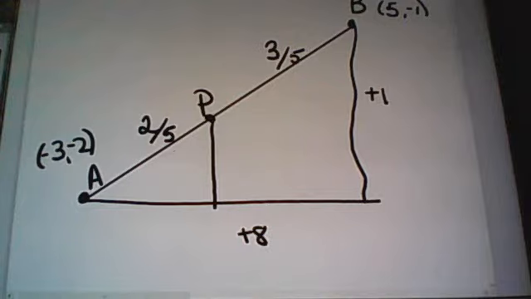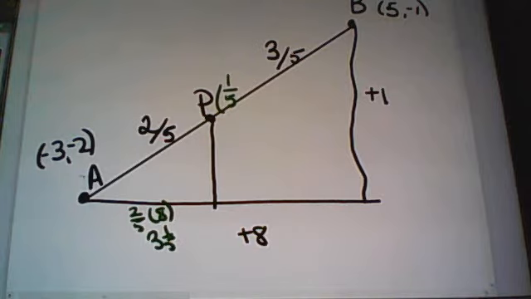But because this is only 2/5 of the original line segment, this here is only going to be 2/5 of the 8. So we need to figure out first what 2/5 of 8 is. And 2/5 of 8 is 3 1/5. So we know that instead of going from A to B, 8 units, we're going to go from A to P, only 3 1/5 units, which is going to make that have a coordinate of 1/5. P is going to have an x coordinate of 1/5.